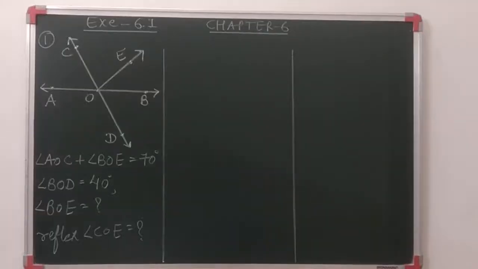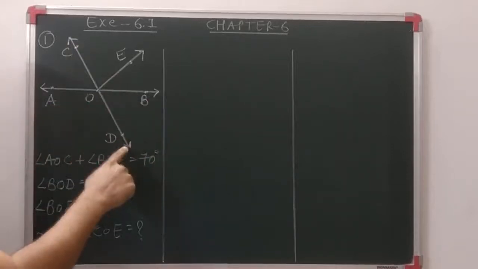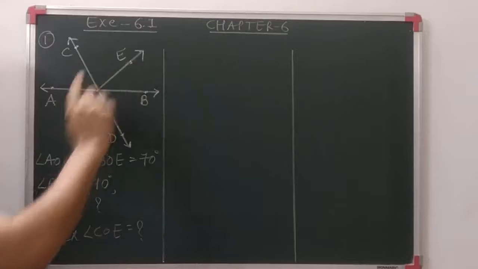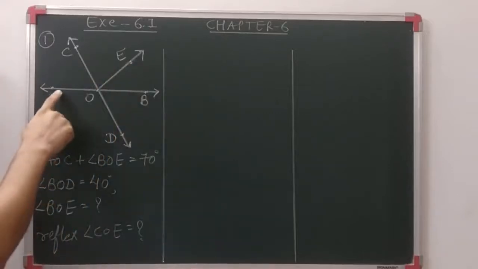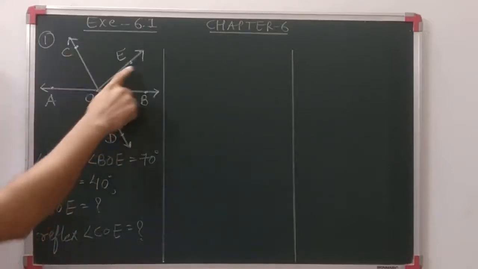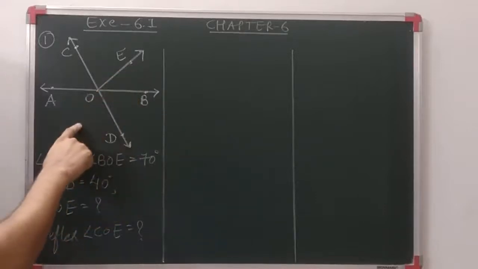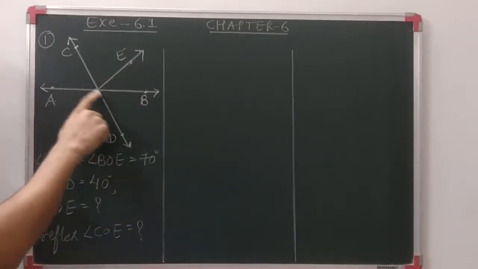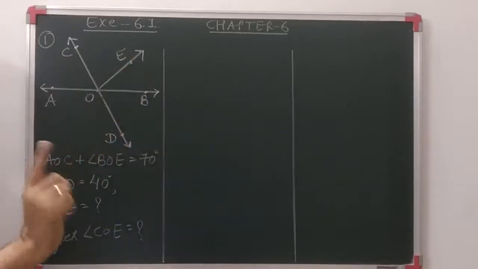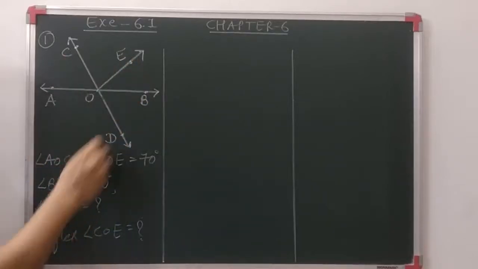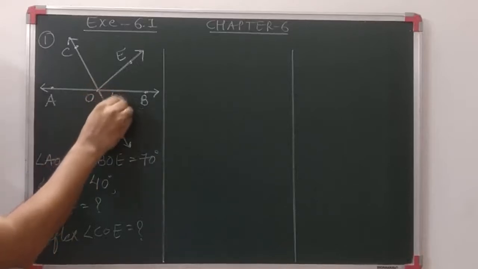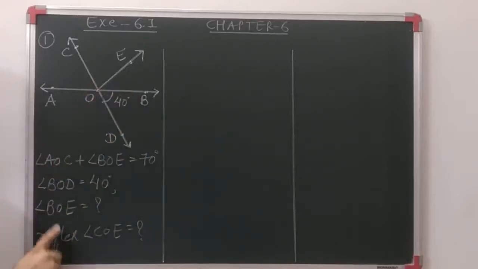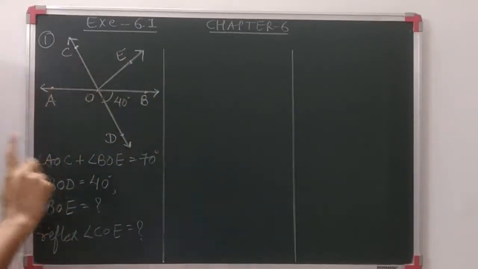Let's see the first question of this exercise. In this question they have given that AB and CD intersect at point O and OE is a ray. They have given the information that the sum of AOC and BOE is 70. Remember, there is no relation between these two angles, AOC and BOE. One more angle is given, that is BOD, which is 40 degrees. And the angles which we have to find out are BOE and the reflex of COE. So we have to find out COE and then the reflex of COE.